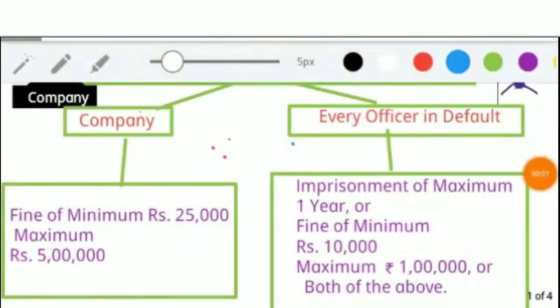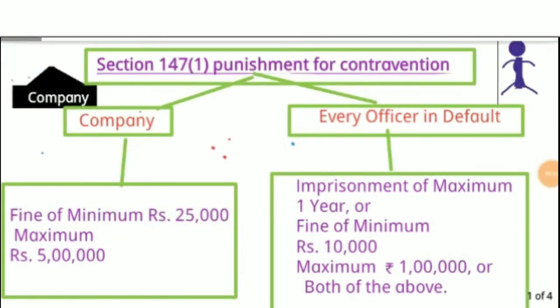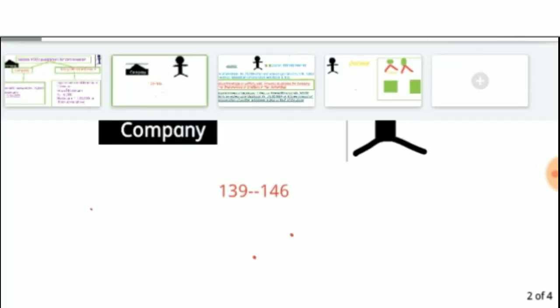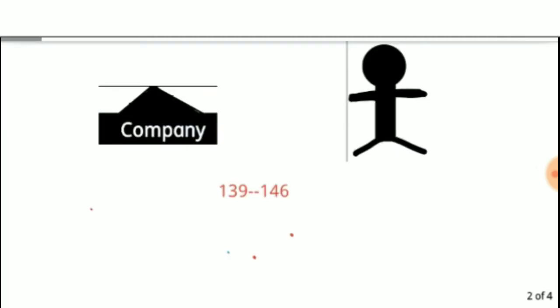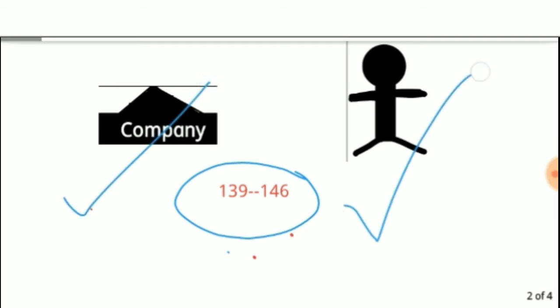Hey friends, we are moving towards section 147, subsection 1, which is the punishment for contravention. This is the penalty section, which mainly states that if a company has made any contravention to the provisions of section 139 to 146, such company and officer in default shall be punishable as per section 147 subsection 1.